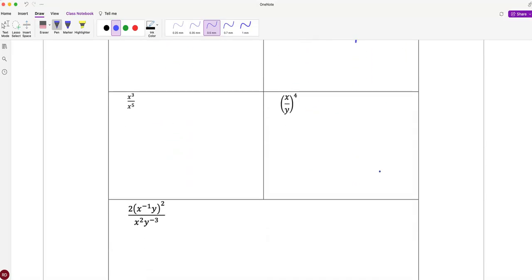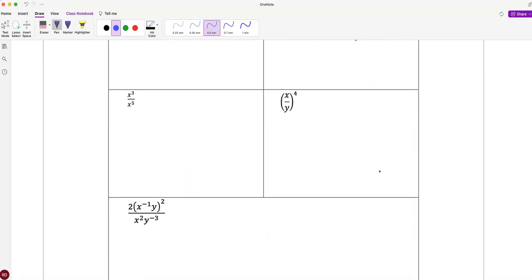I've got a couple ways of doing this next one. This is, by the rules, x to the 3 minus 5, which is x to the negative 2. We really don't like to leave negative exponents, so this is 1 over x squared. Another way of thinking about this problem is I can do this. There are more x's in the bottom of the fraction, so I can just say this is 1 over x to the 5 minus 3, equals 1 over x squared.